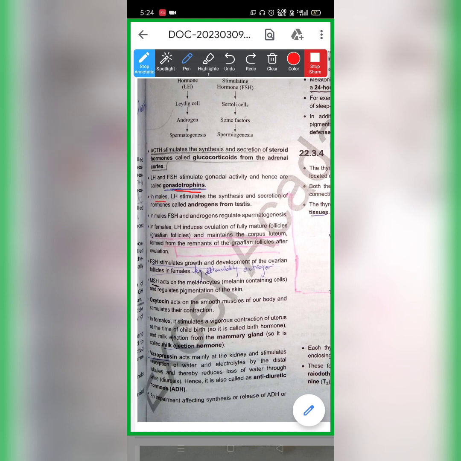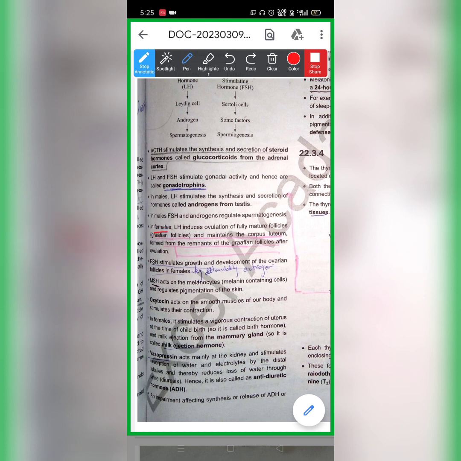In case of male, the luteinizing hormone stimulates the synthesis and secretion of the hormone called androgen from the testis. In case of male, what is the function of the follicle stimulating hormone? It regulates spermatogenesis. What do you mean by genesis? Genesis is nothing but formation. And sperma means sperms. It is the process of formation of sperms in the male testis. This process is called spermatogenesis. For spermatogenesis, what hormones are required in the male? It is the follicle stimulating hormone as well as the androgen, which is secreted under the action of the luteinizing hormone.